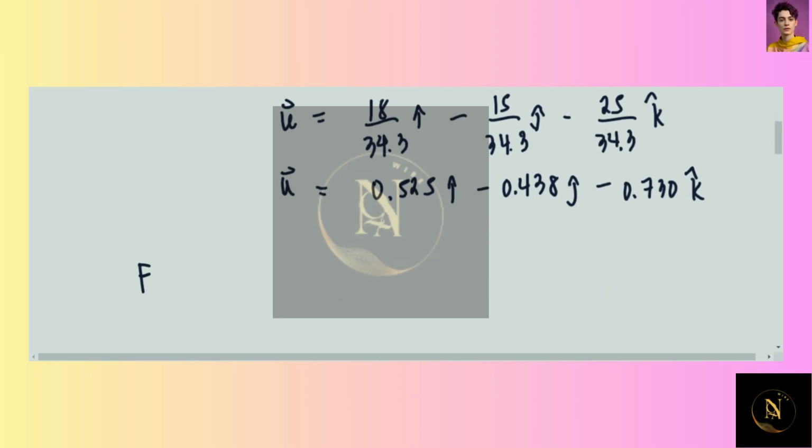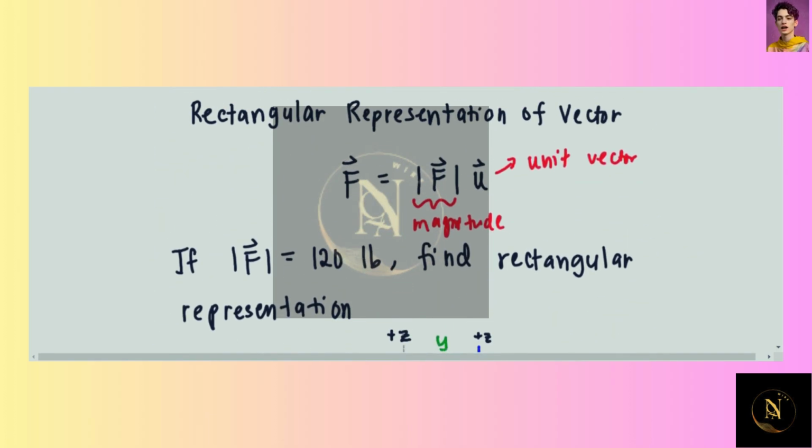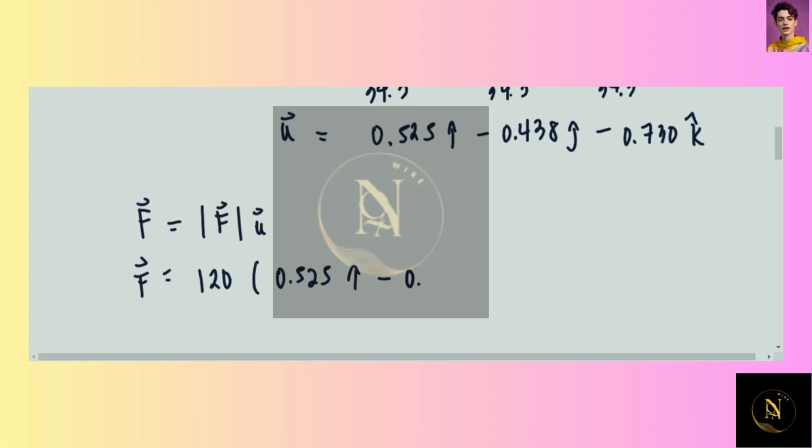And then finally, we'll get the Cartesian or rectangular representation of vector F. Again, from here, we just need to multiply the magnitude by the unit vector. The magnitude is 120, so we get 120 multiplied by the unit vector. All we need to do is distribute 120 to each of the components of the unit vector.